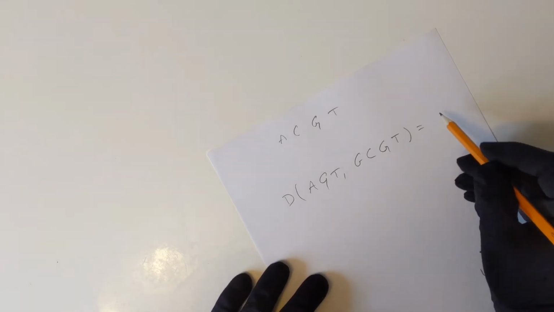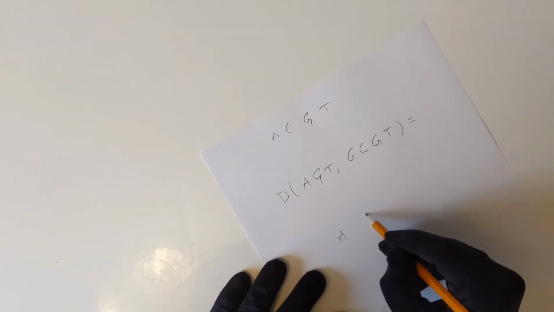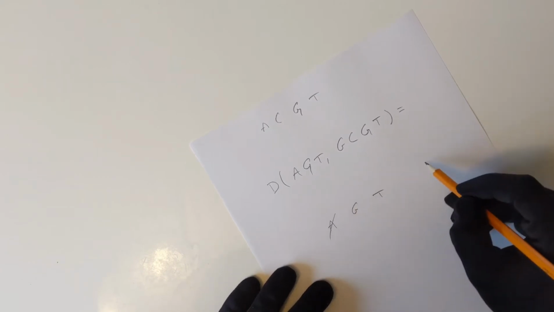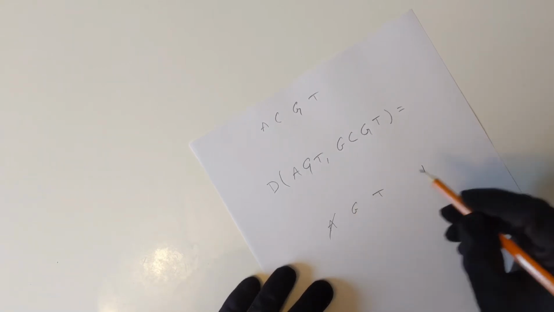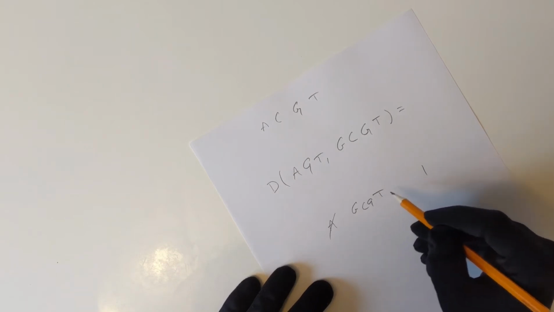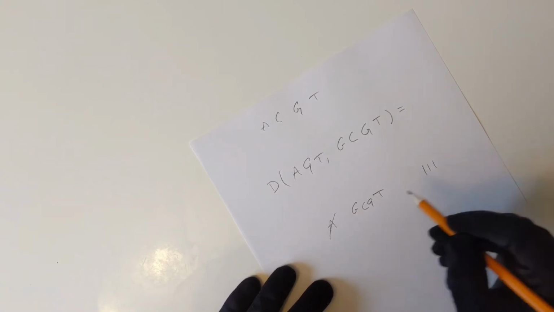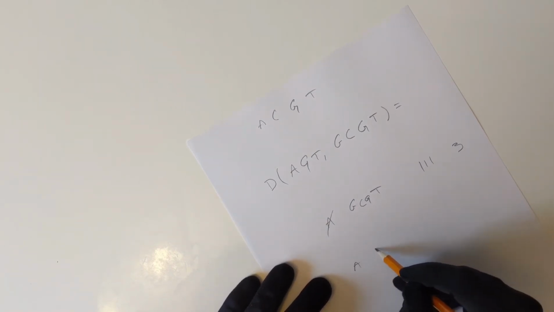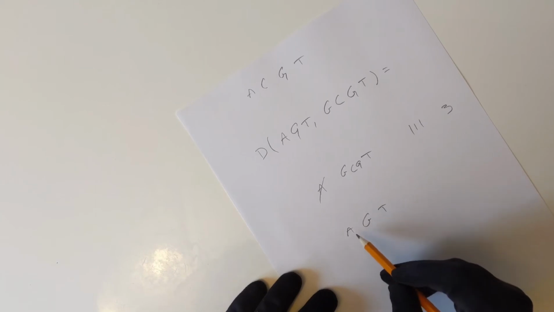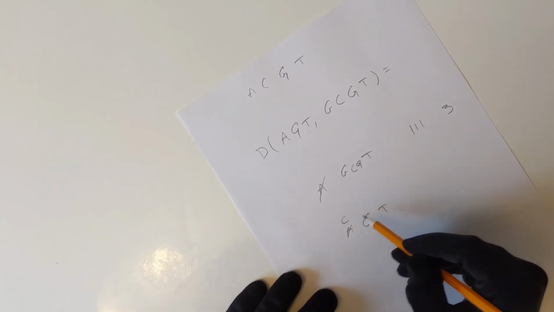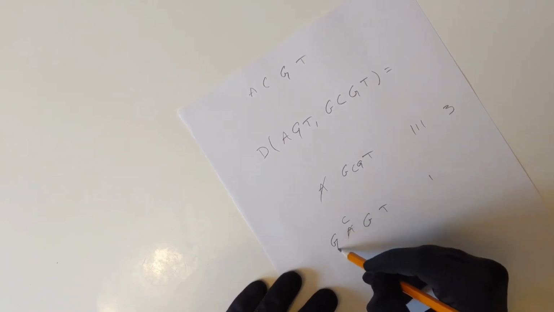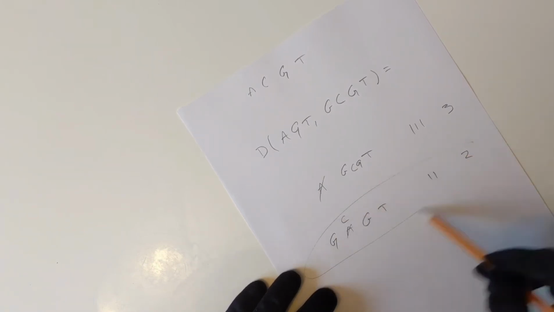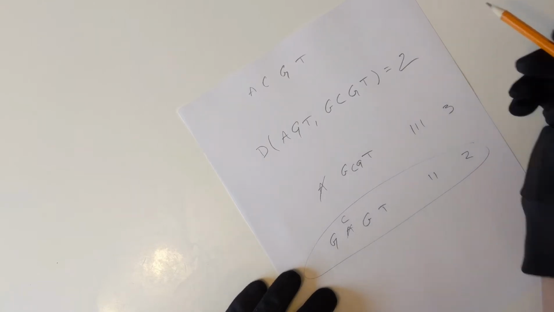So let's figure out what this would be. So we can start with AGT. And there are a couple of ways to do this. So one would be to remove the A, so that's one change. And then insert a C and a G in here. So that's 3 total, right? Another way we could do it though is we could transform the A into a C, so that's 1, and then we could add a G here, so that's 2. So the minimum edit distance is this one, 2.